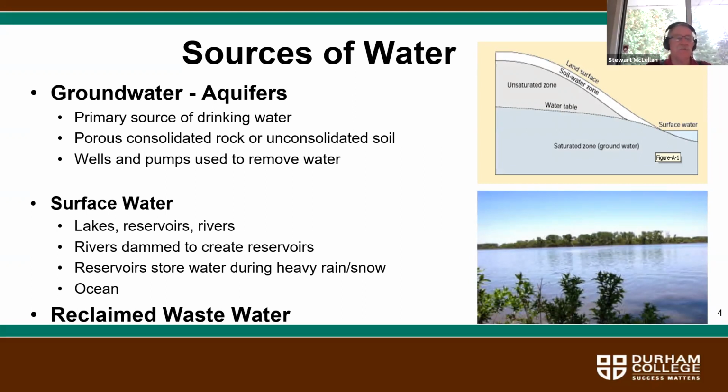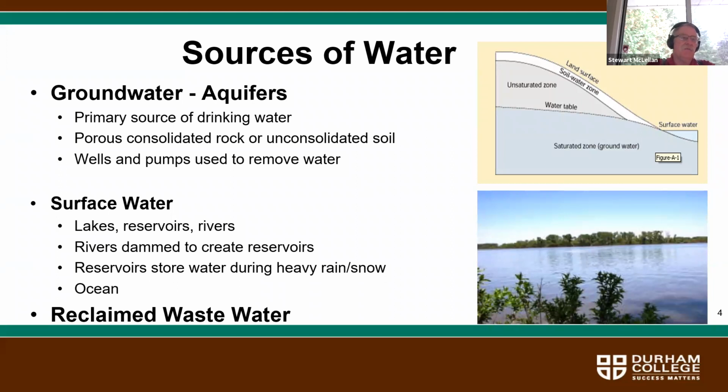Surface waters, when we get to surface water, we have lakes, reservoirs, rivers. Rivers can be dammed to create reservoirs, and reservoirs store water during heavy rain and snow, and we also have the ocean as a source of surface water. I give the example of Lake Ontario. Lake Ontario is a major source of potable water for the Greater Toronto area, especially those portions of it lying on the north shore of Lake Ontario.